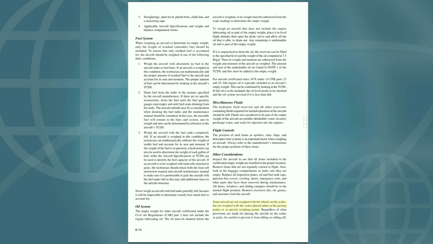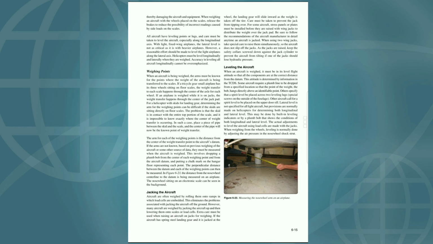Some aircraft are not weighed with the wheels on the scales, but are weighed with the scales placed either at the jacking points or at special weighing points. Regardless of what provisions are made for placing the aircraft on the scales or jacks, be careful to prevent it from falling or rolling off, thereby damaging the aircraft and equipment. When weighing an aircraft with the wheels placed on the scales, release the brakes to reduce the possibility of incorrect readings caused by side loads on the scales.